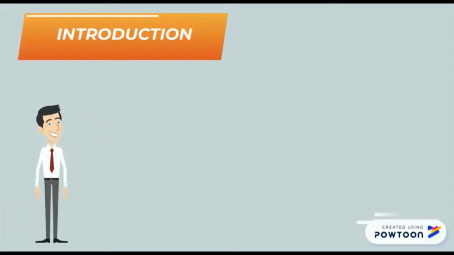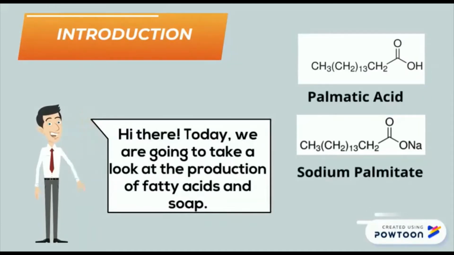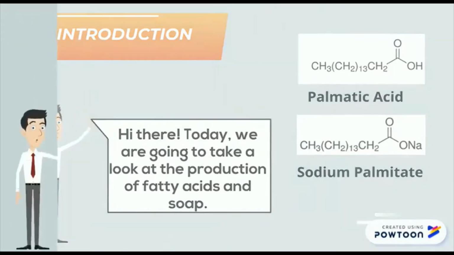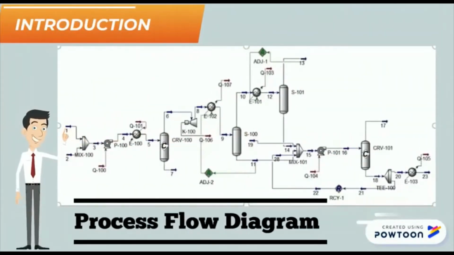Introduction. Hi there, today we are going to take a look at the production of fatty acids and soap, fatty acid being palmitic acid and soap being sodium palmitate. This is the process flow diagram where palm oil and water are fed. Sodium hydroxide is later added with the palmitic acid produced to form soap. This process involves reactors, flash drums, hydrolyzers, mixers, heaters, expanders, coolers and other equipment to have a continuous process of fatty acids and soap's production.